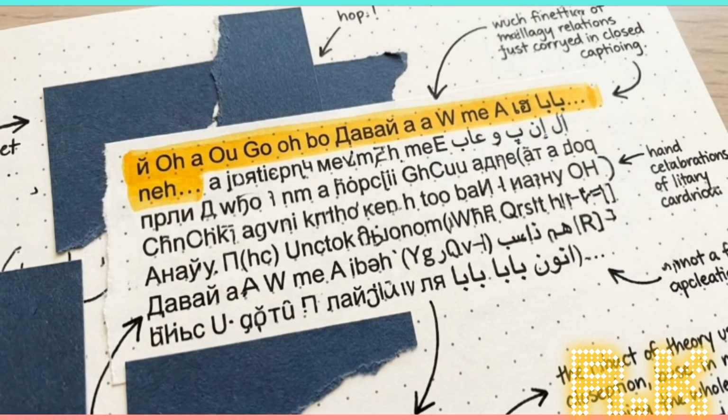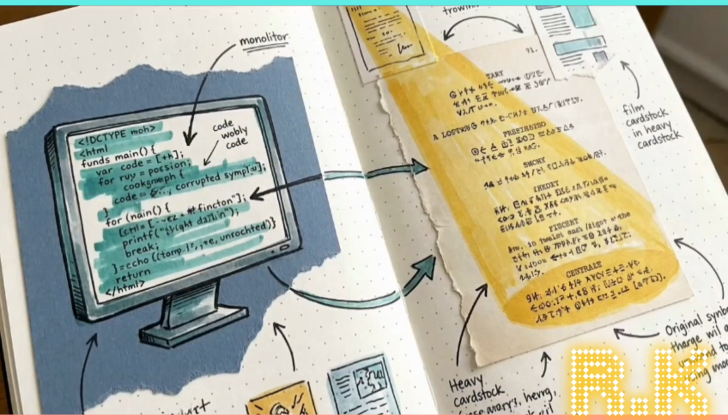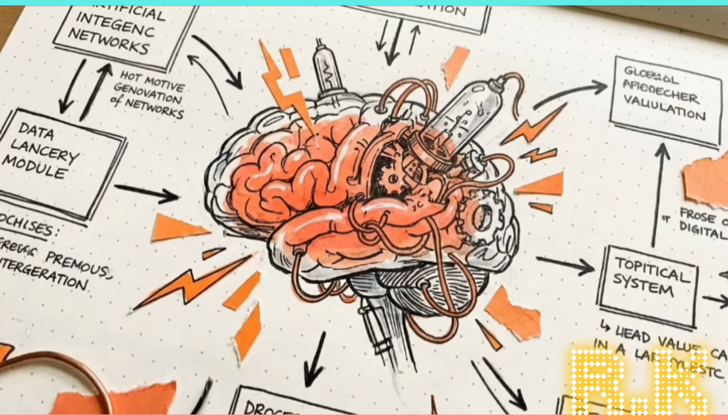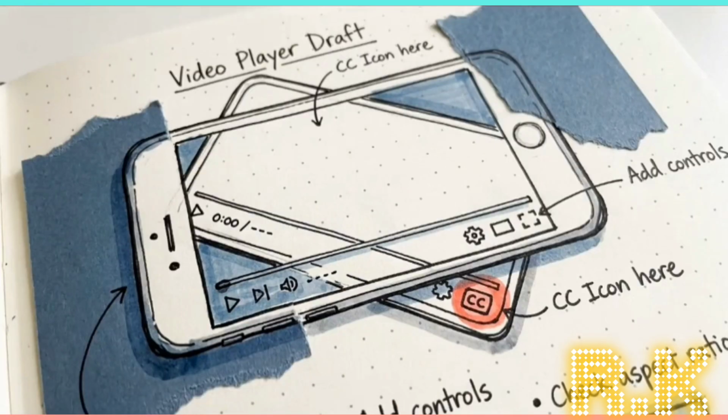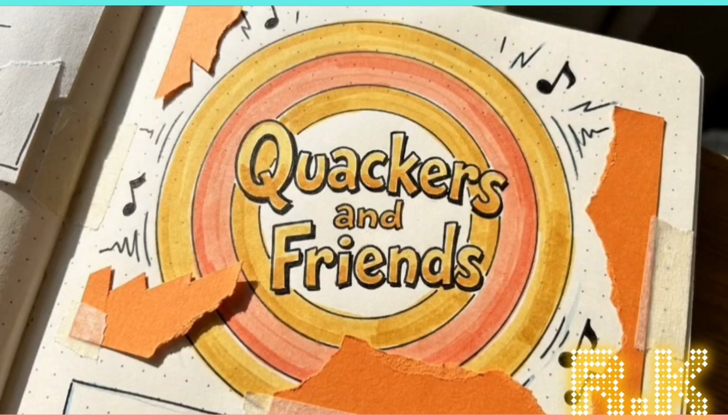What exactly are you looking at right now? Is this a corrupted string of code, an experimental foreign film script, or maybe an AI translation tool having a complete meltdown? It is an AI glitch, but a very specific one. This is the actual auto-generated closed captioning from a classic Warner Brothers Quackers and Friends compilation of Tom and Jerry.